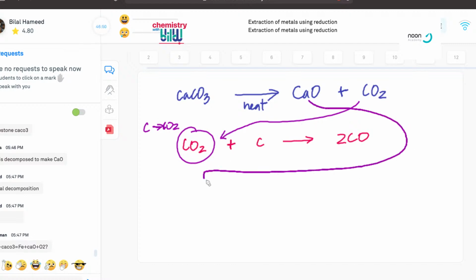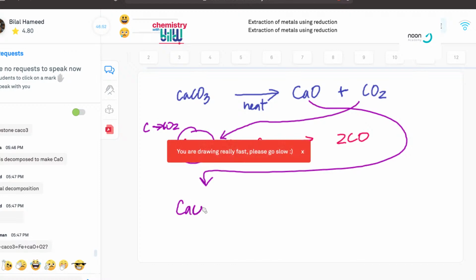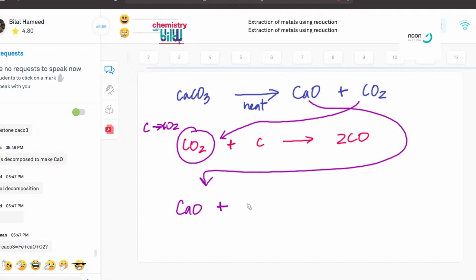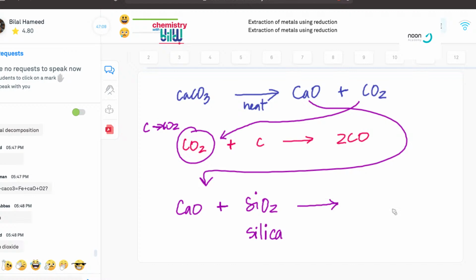And this calcium oxide is then used, and it reacts with an impurity. Now this is a very common impurity, silica. This is found in sand. And what it does is, it converts it into a compound called silicate.